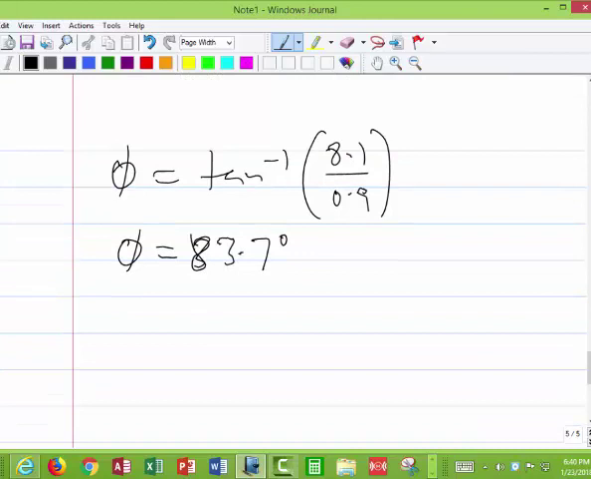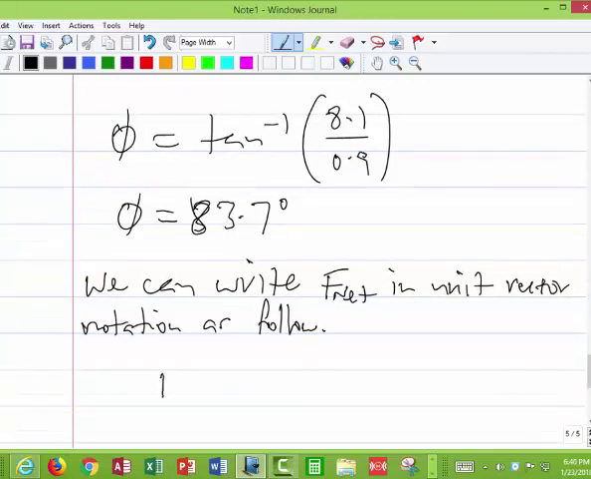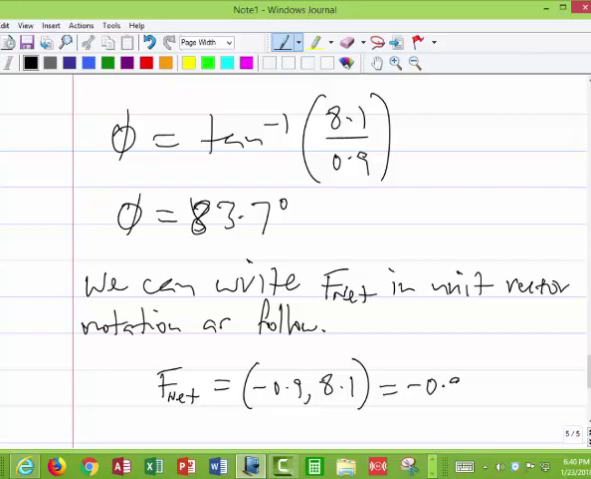And then let's write it also in the Cartesian coordinate vector notation, or unit vector notation. So we said we had a net force F net on the charge, which was given by the x component, which is negative 0.9, and the y component was 8.1. And so in unit vector notation, you can write negative 0.9 i hat plus 8.1 j hat like that. Let me just erase this and rewrite it. So 8.1 j hat. So this is the unit vector notation. Any questions at this point?